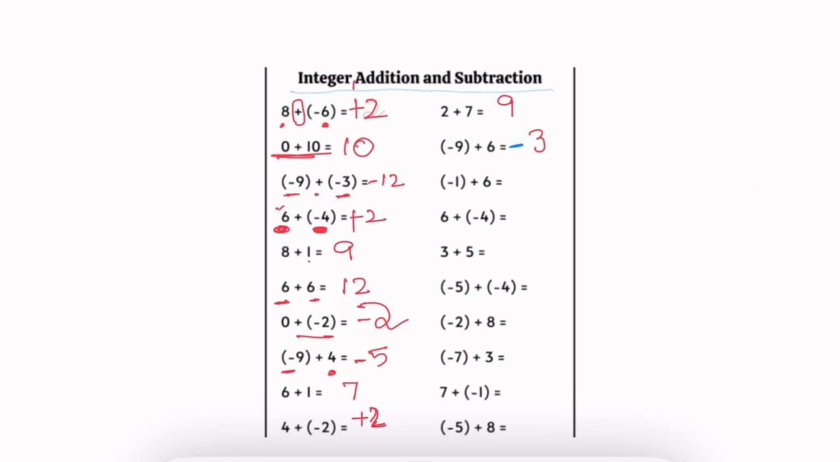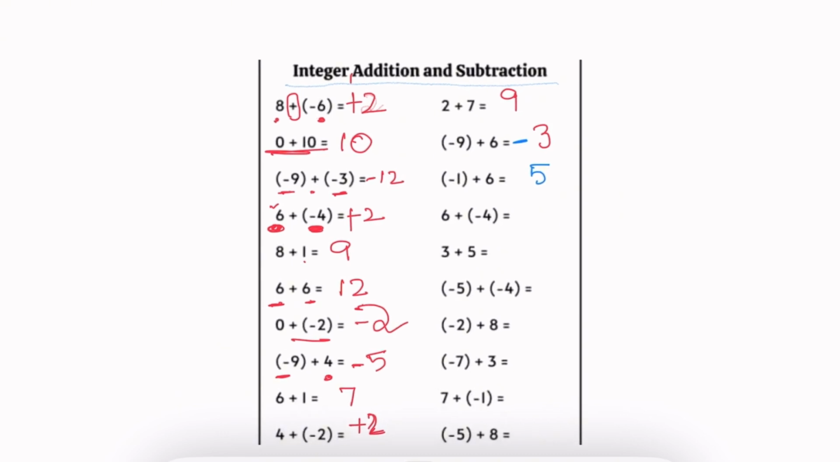So minus 1 plus 6. Again one number is positive, one number is negative. I always subtract. So 6 minus 1 is 5. And I give the greater number's sign. Greater number is 6. Its sign is positive. I give plus.